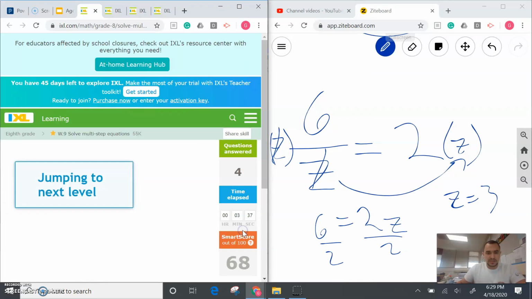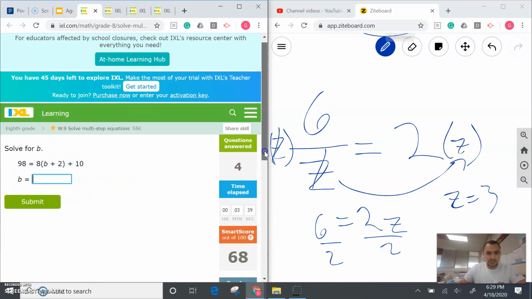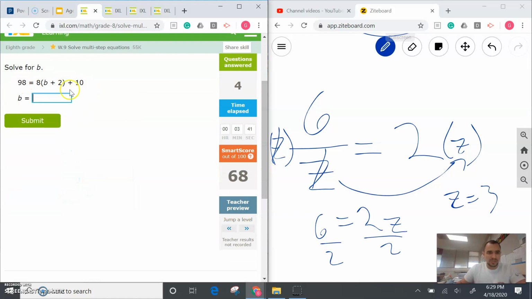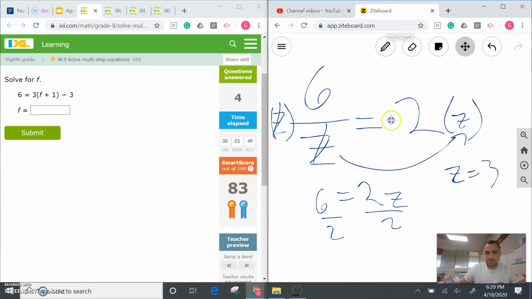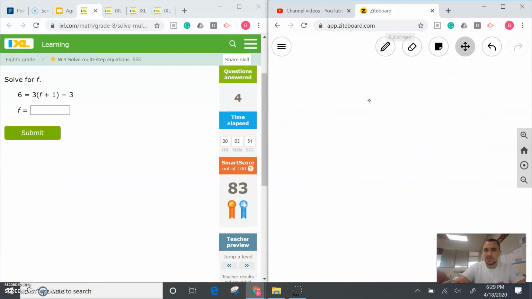All right, so let's go to the highest level here. This one's pretty, distribution, that's, yeah, multi-step. I guess we can do this one. Let's check the challenge out though. That's pretty tough. All right, we'll just do this one. This is my last problem.